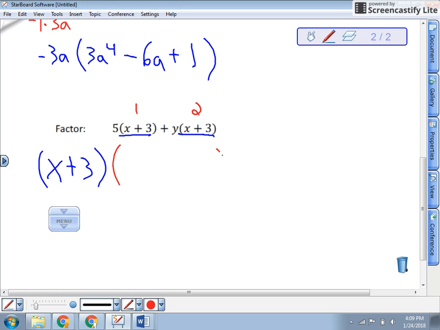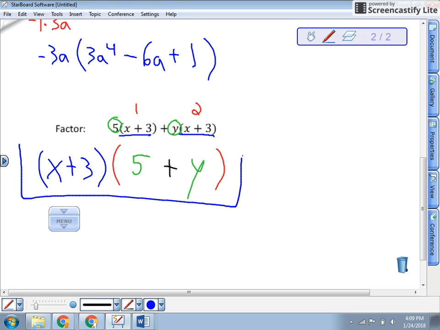It's a plus. Well, what's left in this first term? This first term right here, there's a 5. So that's going to be a 5 here. What's left in this term? A y. So when I rewrite this, my final answer: I take out the x plus 3. I'm left with 5 plus y. So there's several examples on how we're going to factor and use the greatest common factor.